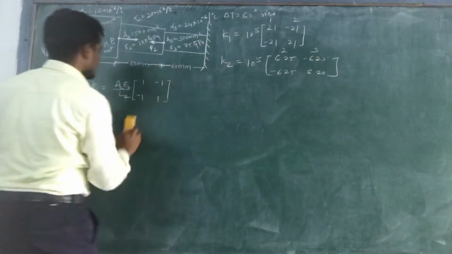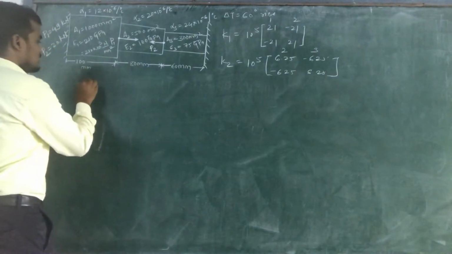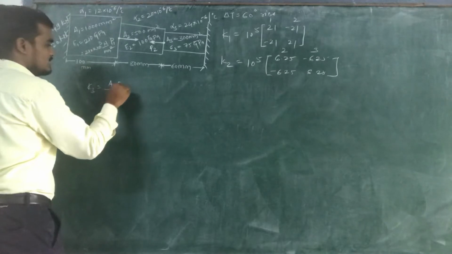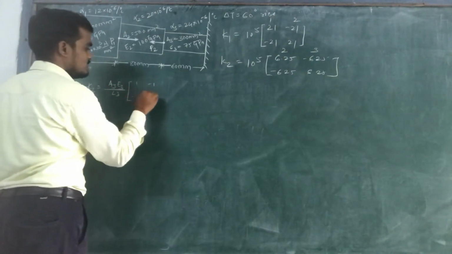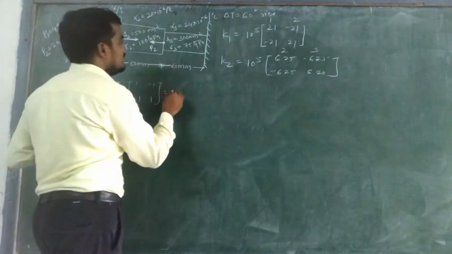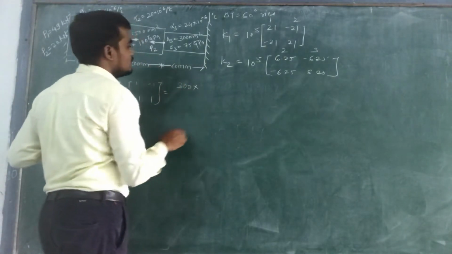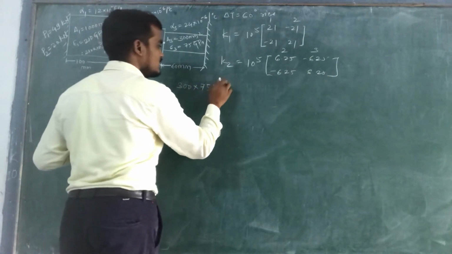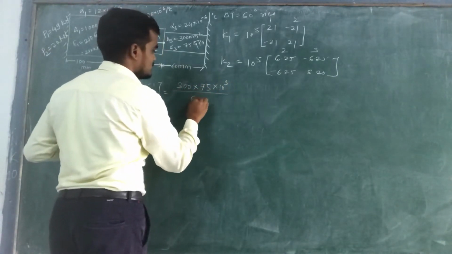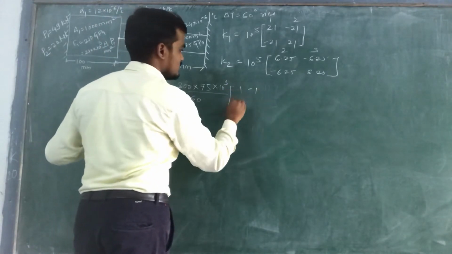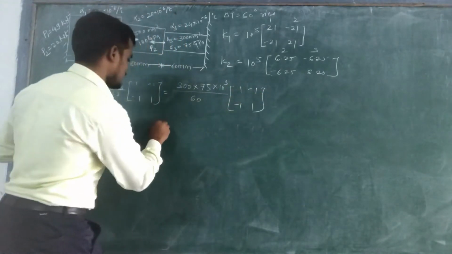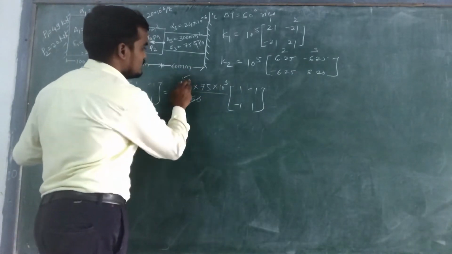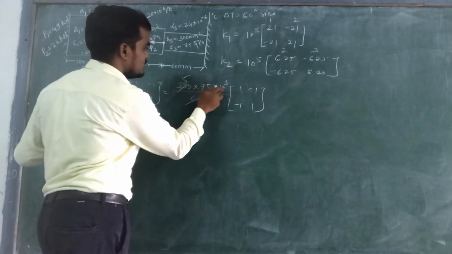K3, elementary stiffness matrix for third element. K3 is equal to A3 E3 by L3 into 1 minus 1 minus 1 1. So you will get A3 is equal to 300, E3 is equal to 75 gigapascal. So 75 into 10 raised to power 3 Newton per mm divided by 60 into 1 minus 1 minus 1 1. So you will get 5 into 75, so 5 into 75 into 10 raised to power 3.